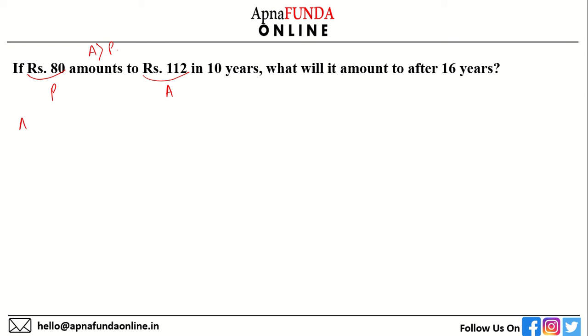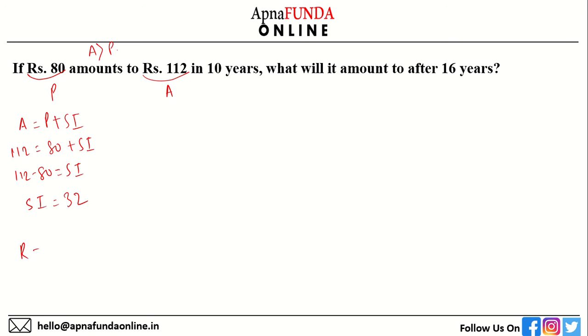So the difference between amount and principal is simple interest. So by this formula, we can calculate the simple interest. Correct? I hope you're able to follow. So simple interest in this case is 32. Okay, so what is given is currently that 80 has earned an interest of 32 in 10 years at a certain rate of interest, which we are not aware of.